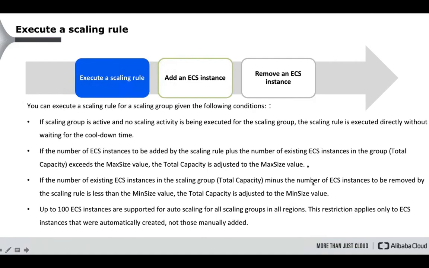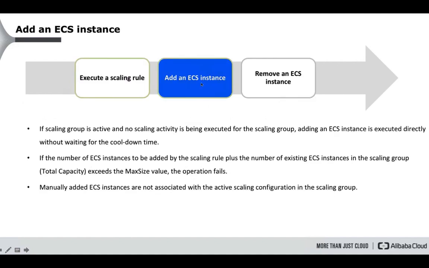There are two operations you can do by executing a scaling rule. First, add an ECS instance. If the scaling group is active and no scaling activity is being executed for the scaling group, adding an ECS instance is executed directly without waiting for the cooldown time.